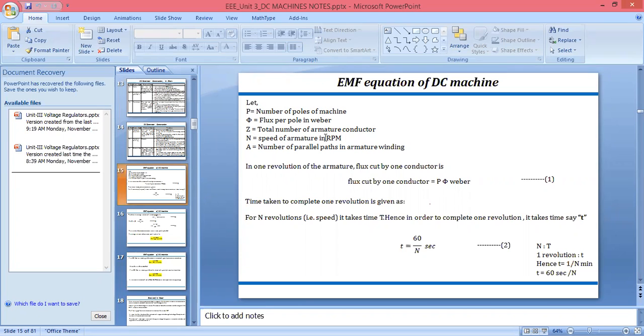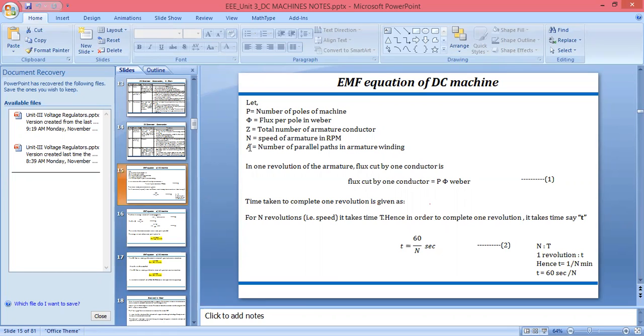If that speed is in rotations per minute, and if you write small n, it means speed of armature in rotations per second. Then we can call A the number of parallel paths in the armature winding.